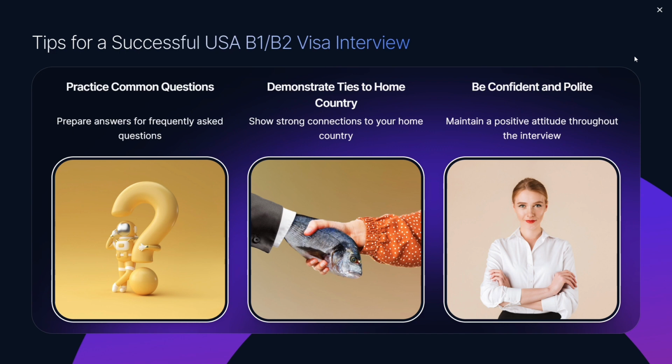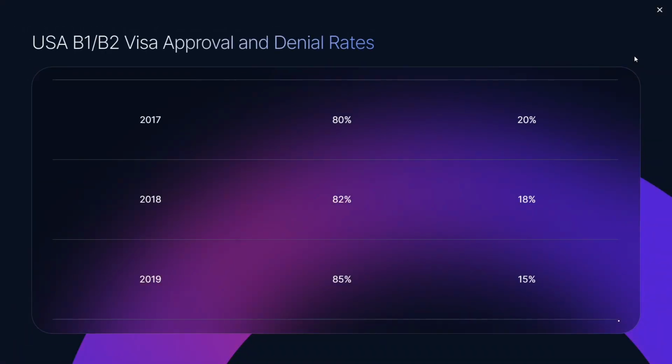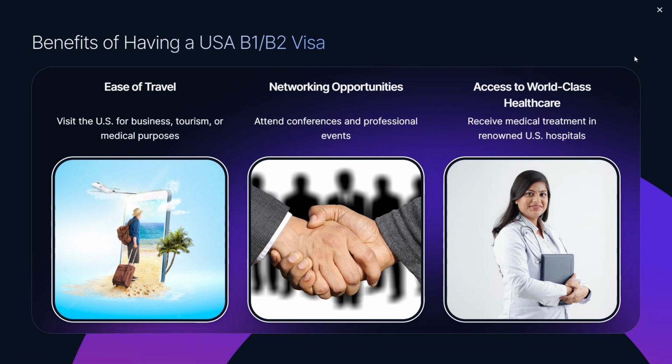So, tips and common practices: practice these questions and answers, write them down, demonstrate that you have ties to your country, be confident and polite while you talk. Visa approvals are 85%, and there is a 15% chance that it gets rejected. If they are not convinced, they may ask you to come back with additional documents, okay, in case. But if you are following my list, there is no chance that they may ask for any additional documents, right?